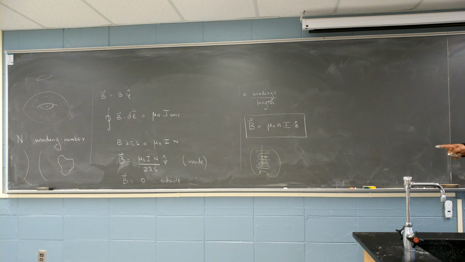On the other hand, here now it is S dependent. If you're closer to the axis, the magnetic field is stronger because it's inversely proportional. The further out you are, the magnetic field is weaker.